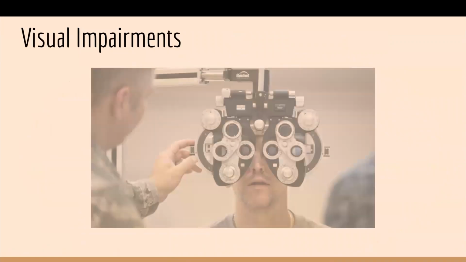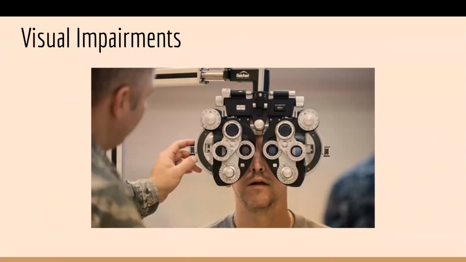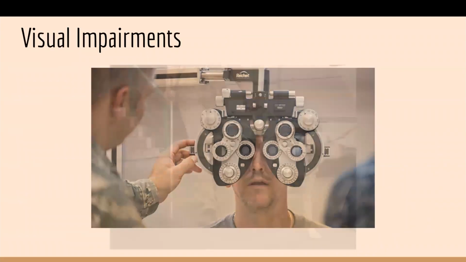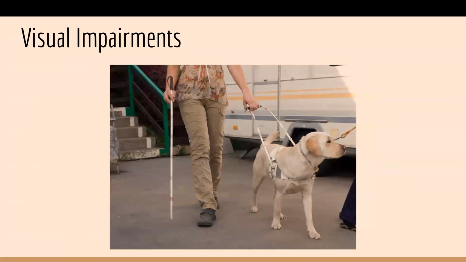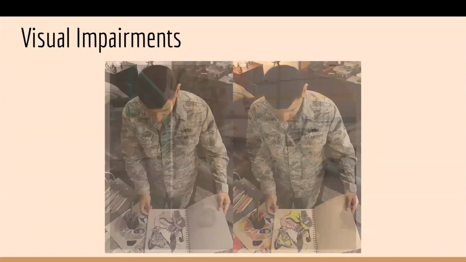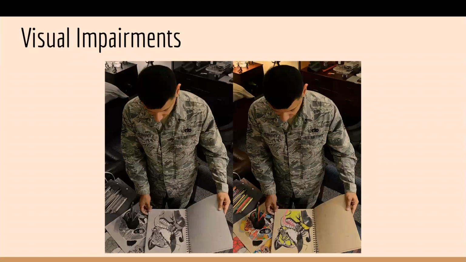Visual impairments can include low vision, such as when vision is 20/70 or poorer when corrected, blindness, when vision is 20/200 or poorer when corrected, or color blindness, which affects the way that we see and process color.